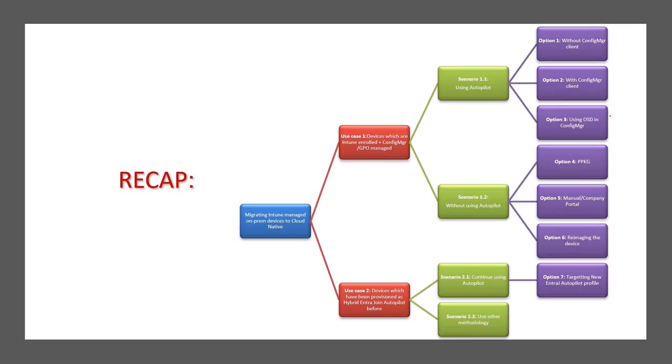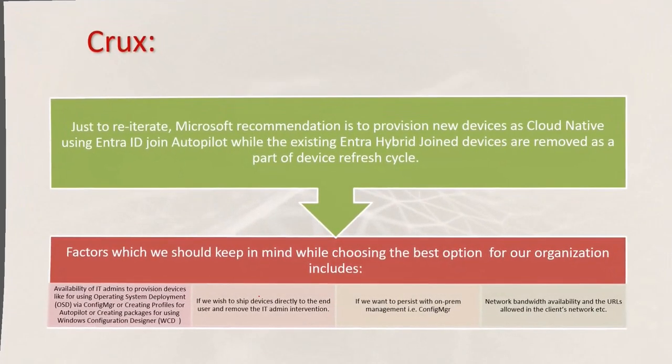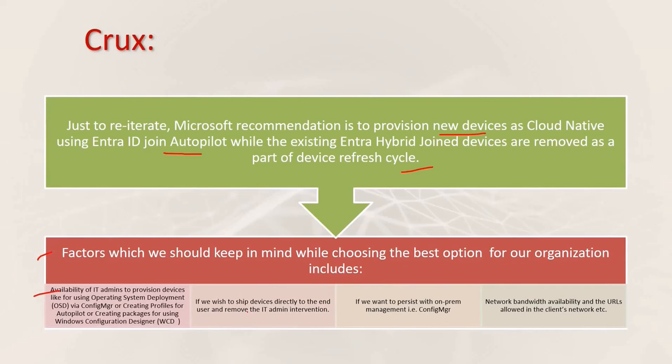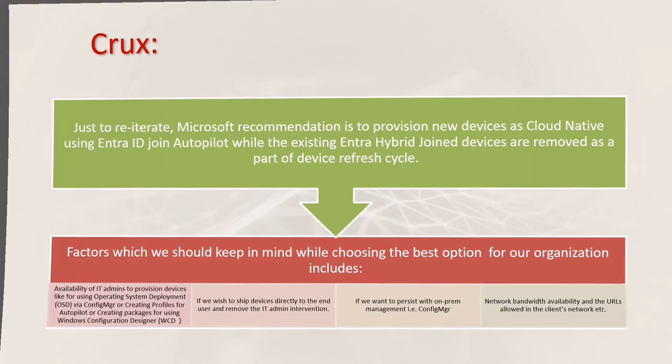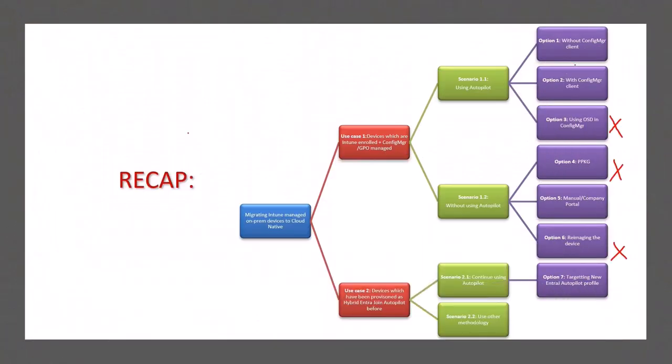Meaning if the IT admin is not present at the end user location, then you cannot use this option. The rest of the options do not need direct intervention of the IT admin at the end user location. If we wish to ship devices directly to the end users without IT admin intervention, then you can easily use Autopilot, right?